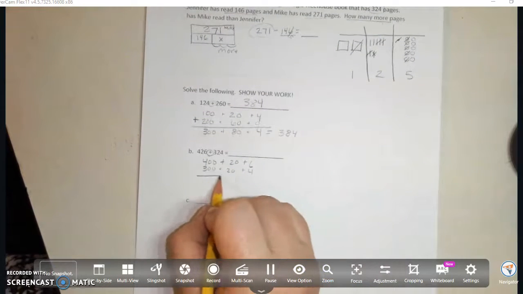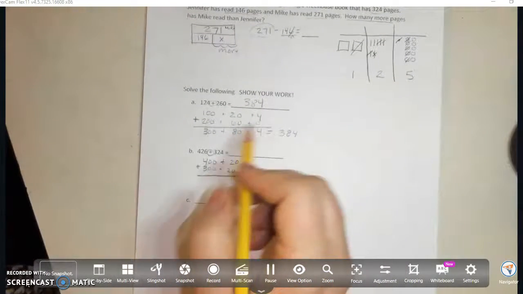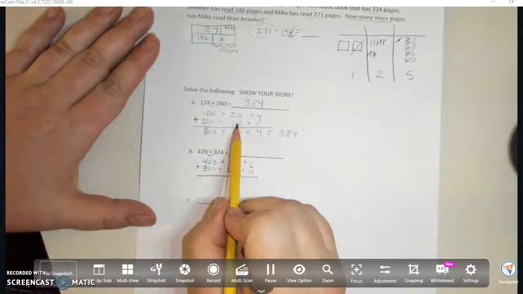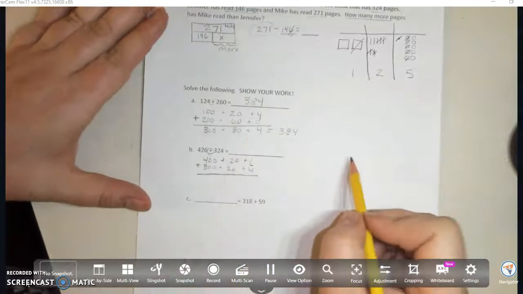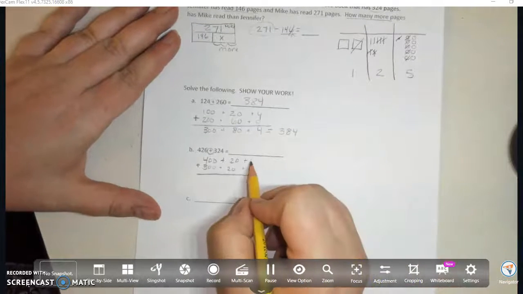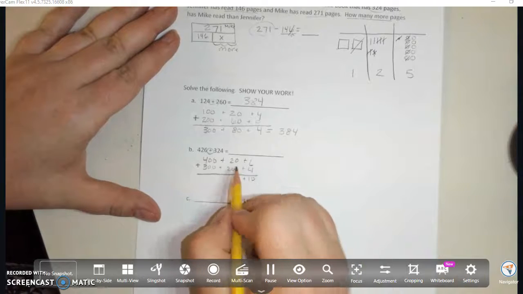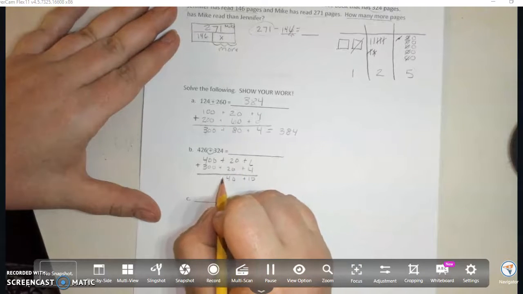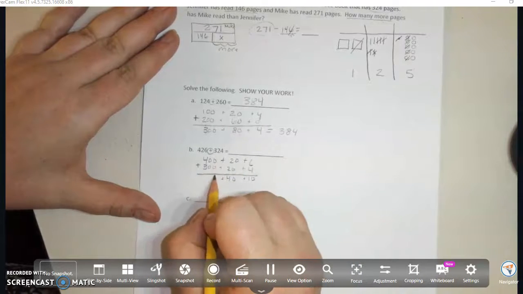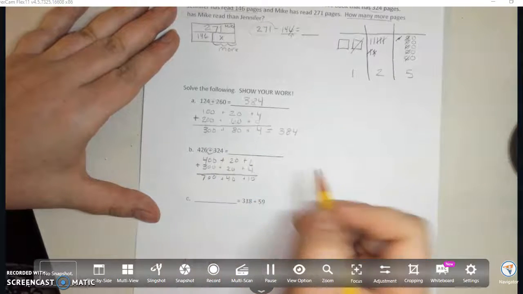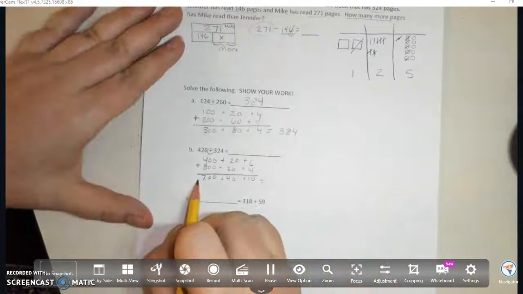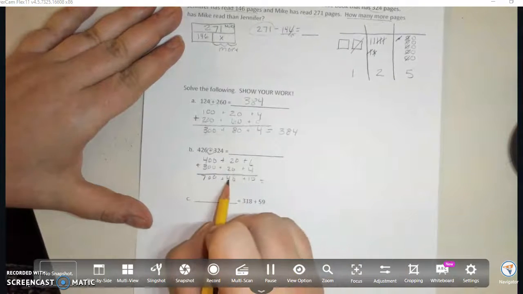I'm going to do the same thing where I'm adding them. And I've just realized I'm doing the same strategy as I was doing before, so I'll do it a second way over here. 6 plus 4 is 10. 20 plus 20 is 40. And 400 plus 300 is 700. Adding those together, I have 740.